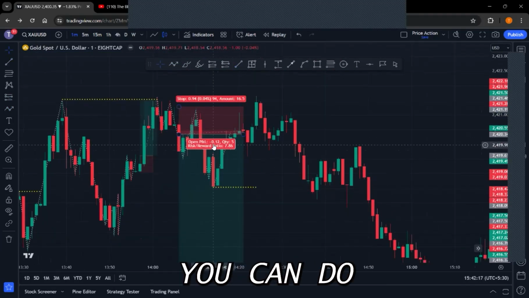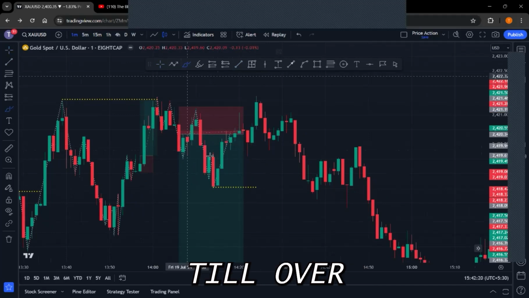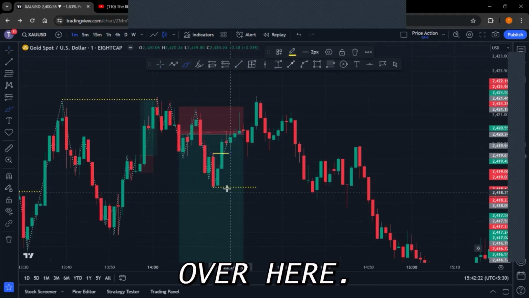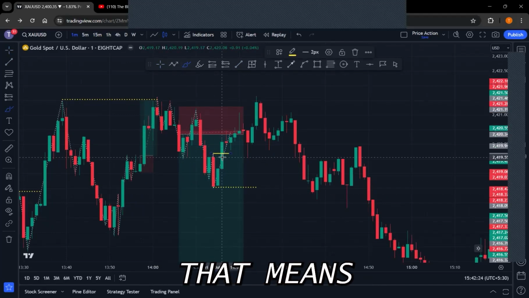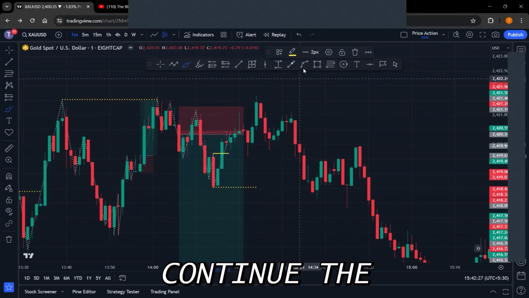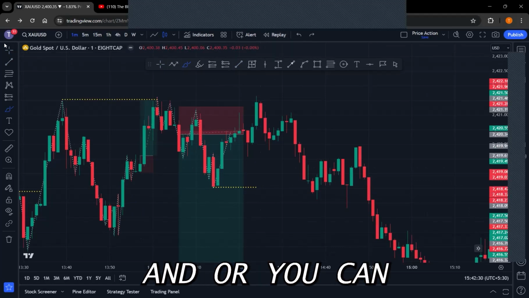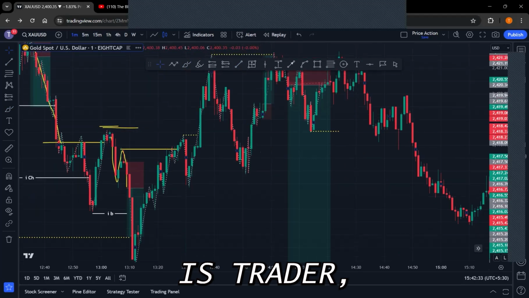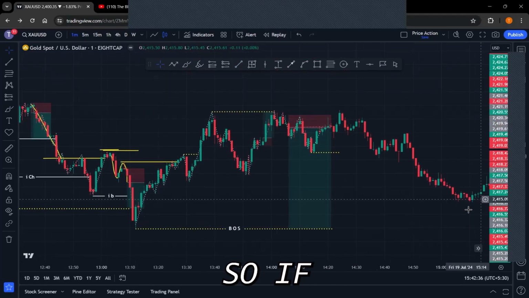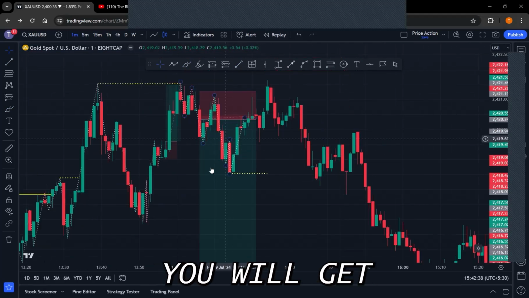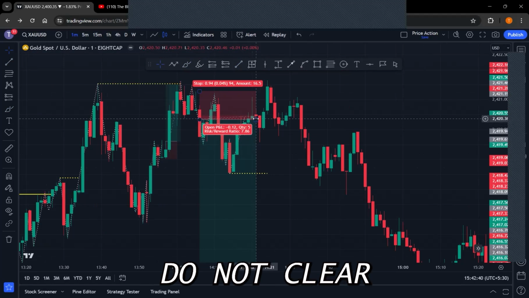Now from here, what you can do is either trail the stop loss till over here, because if the price takes out this level, that means the price will try to continue the momentum towards the upside. Or you can trail the target till over here. If you trail, you will not hit the stop loss, and you will get somewhere around 1:1. But if you do not trail, you will get hit at the stop.